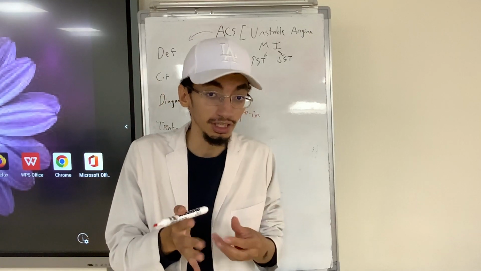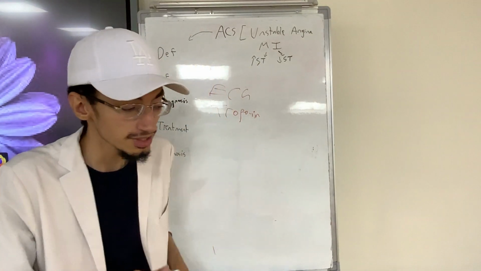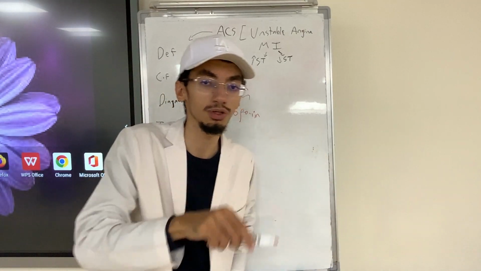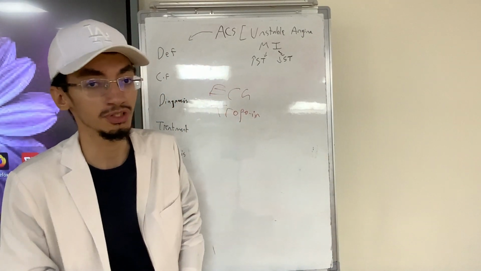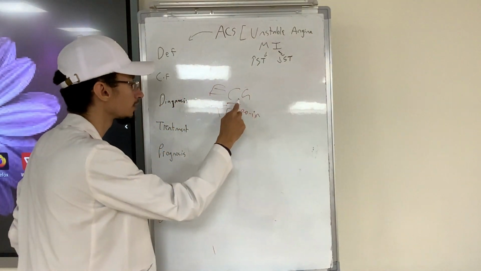Let's say you have an ST elevation, or an inverted T wave, or signs of ischemia. There's a high chance this is MI, but this will not guarantee that this is 100% MI. That's why in cases of MI, you will do ECG plus troponin.